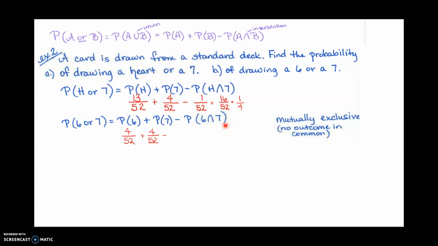So where do 6 and 7 intersect? Well, there's no way to have a card that is a 6 and a 7 at the same time. And so that would be 0. So we're going to have 4 plus 4 minus 0. That's going to give us 8 out of 52. And that would reduce down to 2 out of 13.